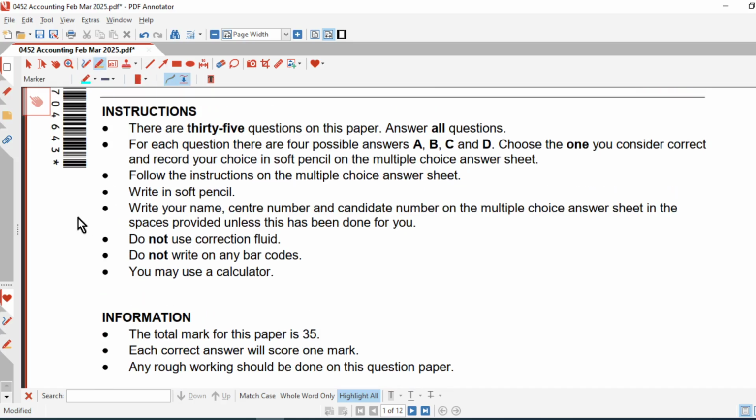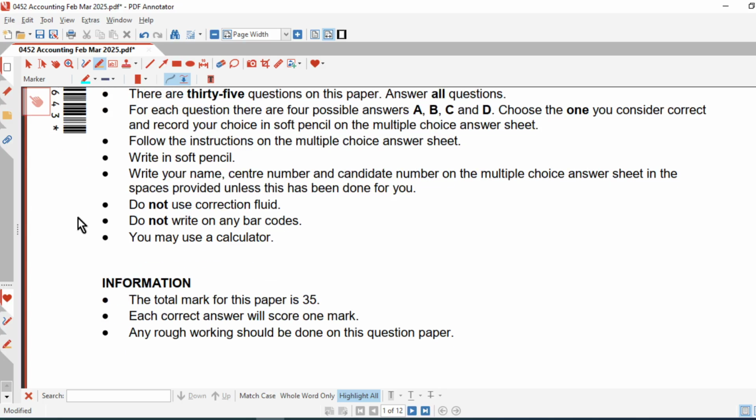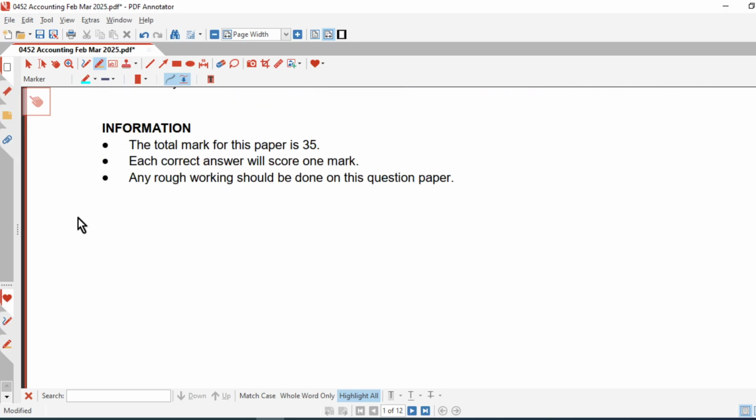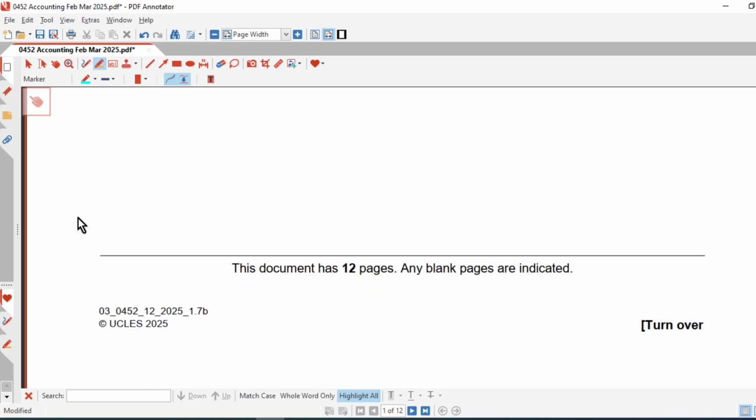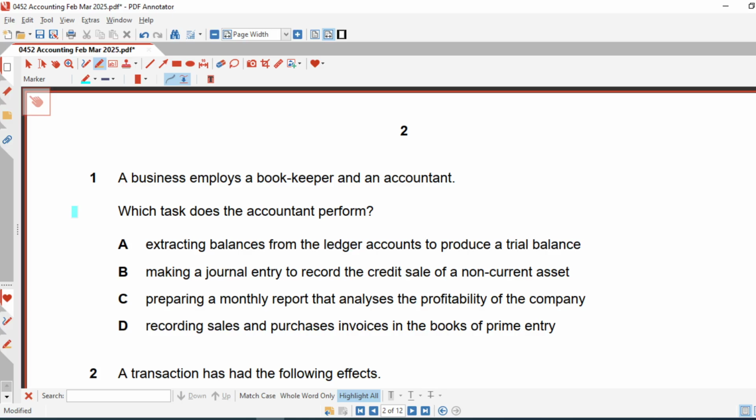So once again, are you allowed to use a highlighter? Well, go ahead. You can use a highlighter because they're not gonna mark this question paper. They're gonna mark your answer sheet. So it's all right. You can go ahead and highlight some important points if you want to. If it helps you, go ahead.